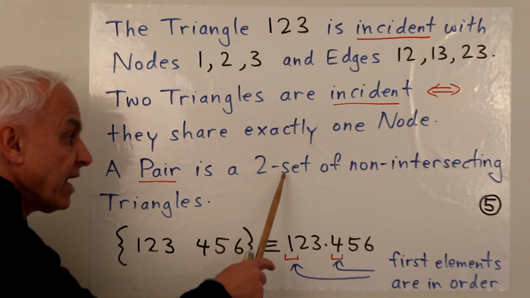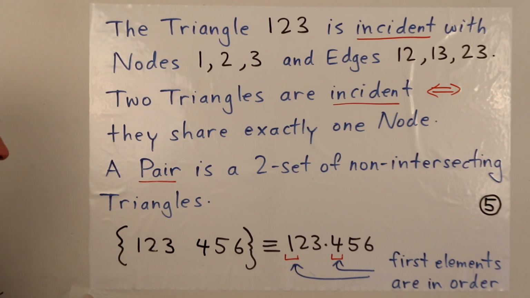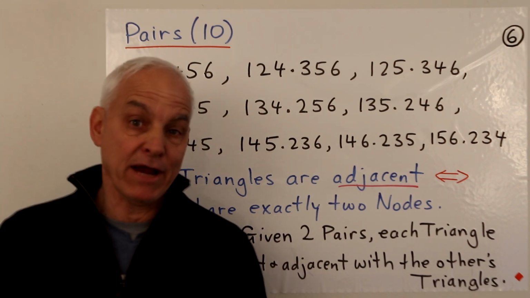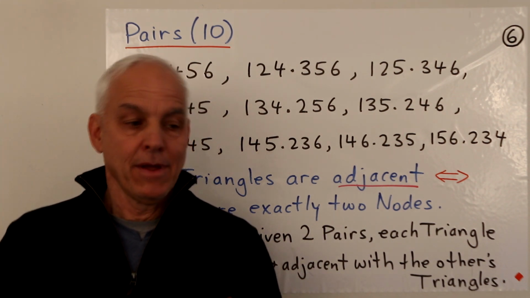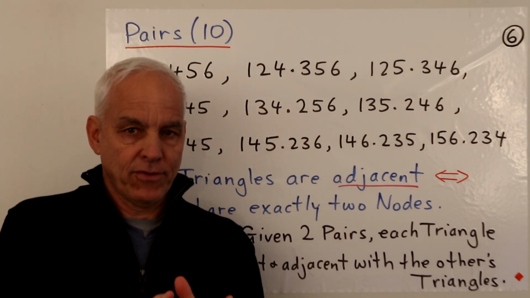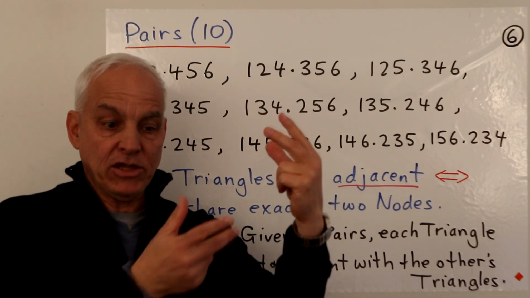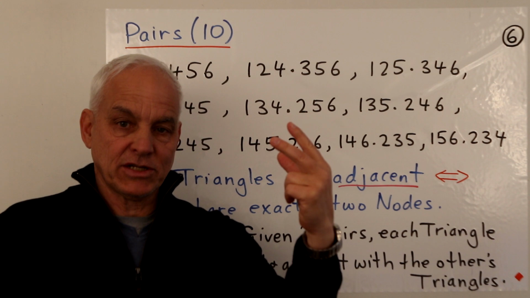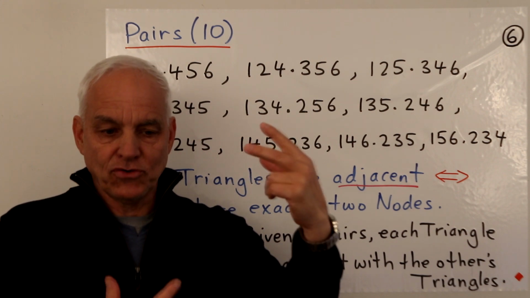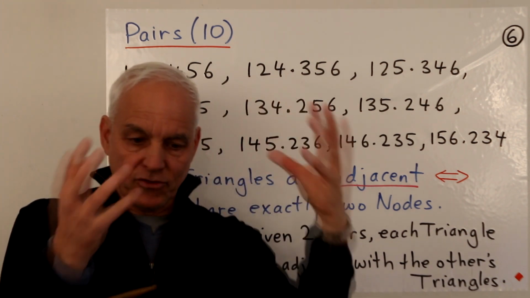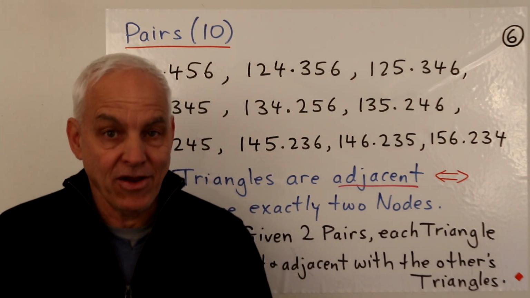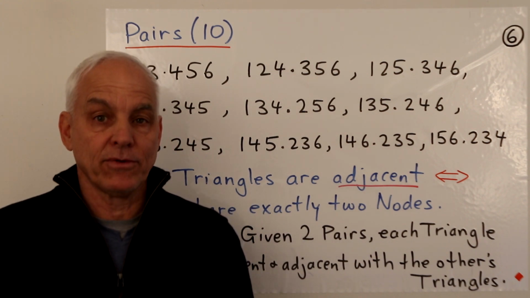And a pair is a 2 set of non-intersecting triangles. So now we've introduced the idea of a pair. And I claim that there are, in fact, 10 pairs. That's maybe almost obvious because we've seen that there are 20 triangles. Okay, and each triangle has a unique other triangle which it's disjoint from. Okay, so those 2 triangles then together form a pair. So we're taking the 20 original triangles and grouping them into groups of 2. And so there's obviously going to be 10 such groups, 10 pairs.